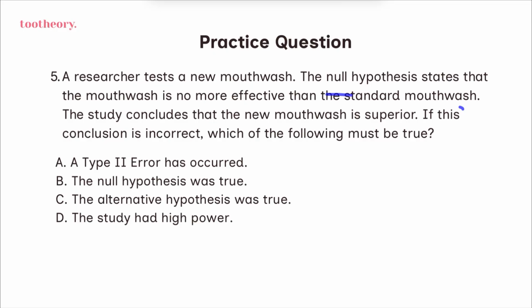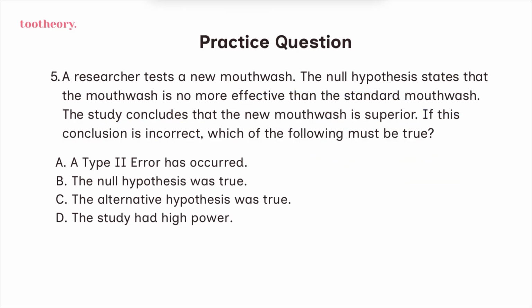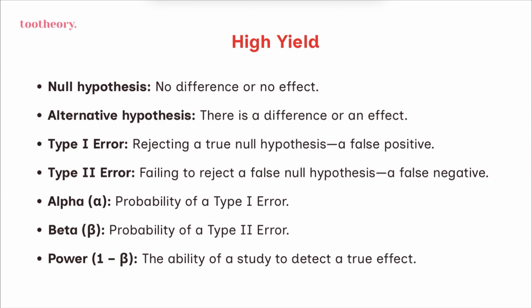So if the study concludes this, right? And if this is incorrect, this means that the null hypothesis is actually true and our study is not seeing it that way. So if the null hypothesis is true, right, the answer becomes B. And these are some of the questions that will just give you an insight on how to go about answering questions on these topics. So let's finish with one quick summary, and if you remember these 7 bullet points, you will answer most of the questions correctly.